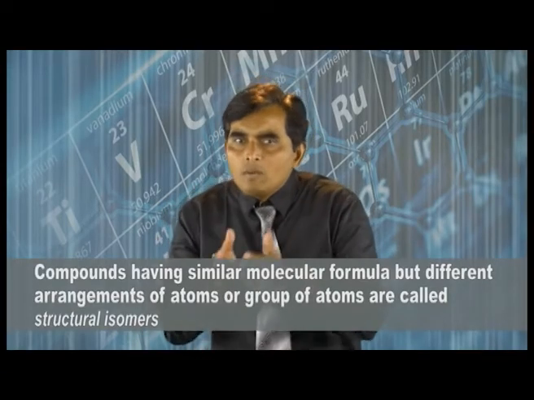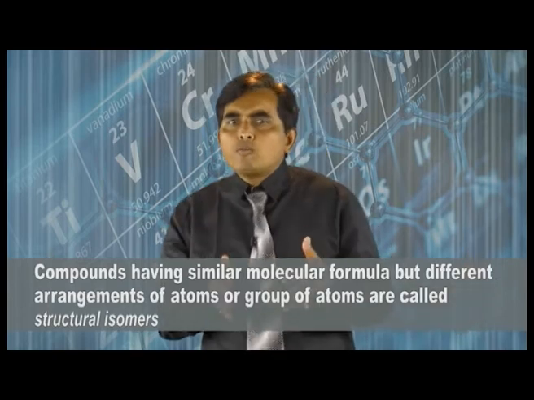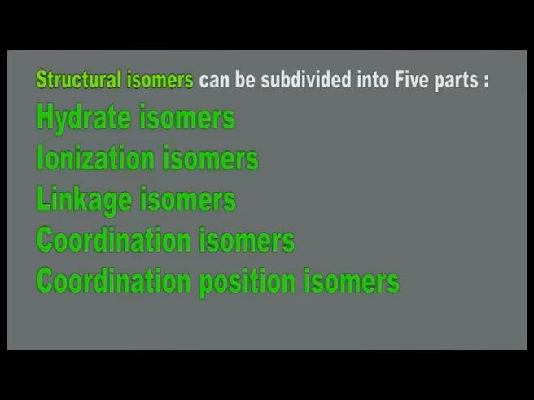Compounds having similar molecular formula but different arrangements of atoms or groups of atoms are called structural isomers. The physical and chemical properties of such isomers are different. As far as coordination compounds are concerned, structural isomers can be further divided into 5 parts.